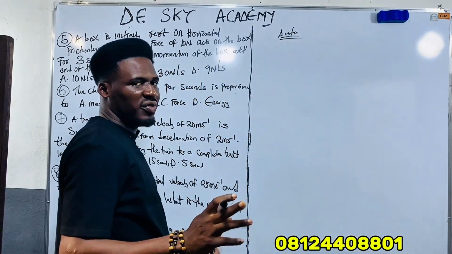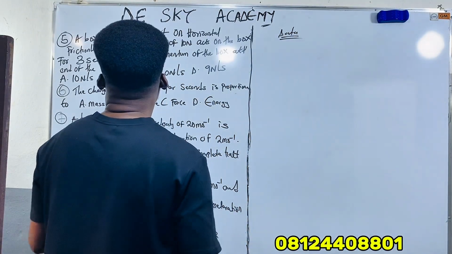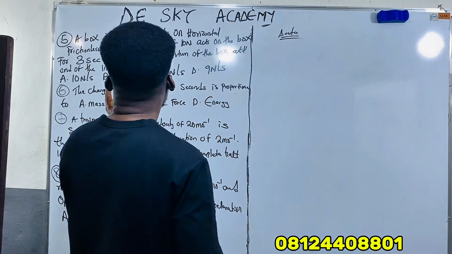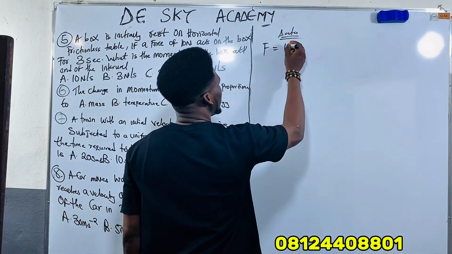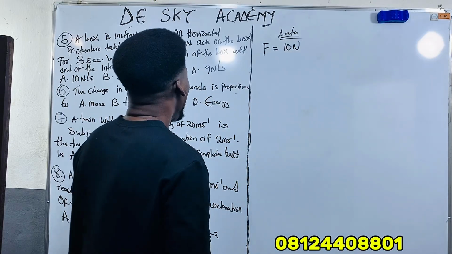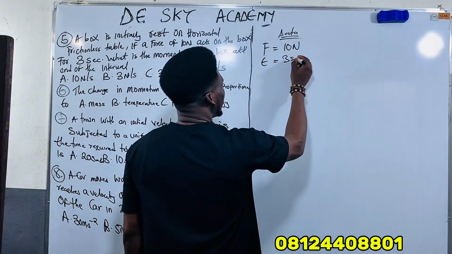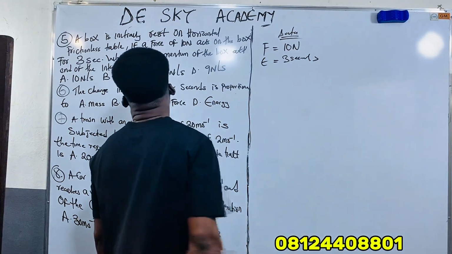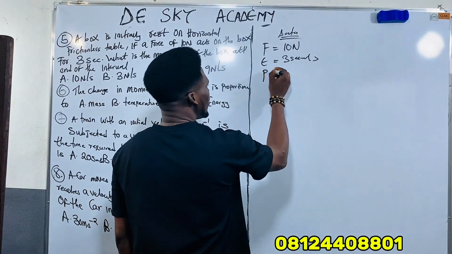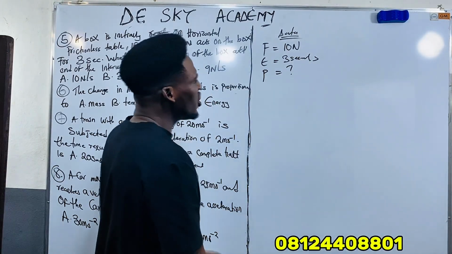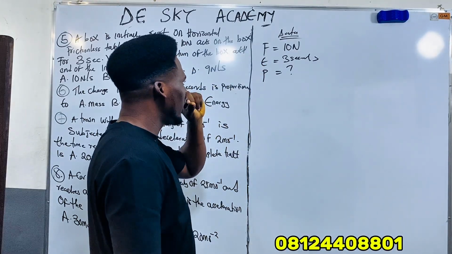Any question you're solving under physics, please don't forget to do that so that you will know the formula you apply. So they say a bus is initially at rest on a horizontal frictionless table. If a force of 10 Newton, that means they gave us force. What is the force? 10 Newton acts on the bus for 3 seconds. They gave us time, 3 seconds. They say what is the momentum of the bus? That means we are looking for momentum. Let's call it P.